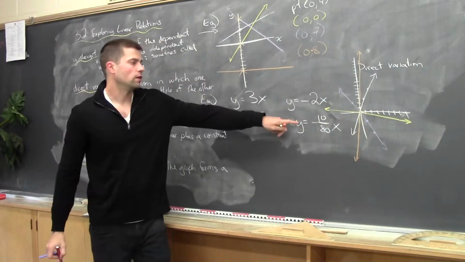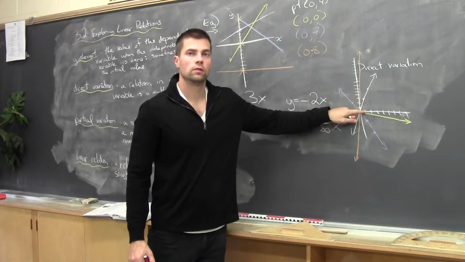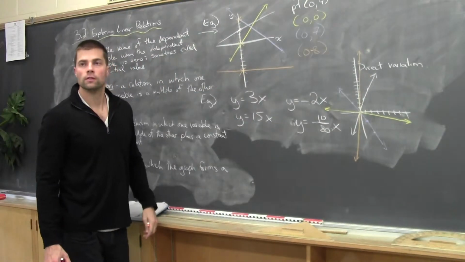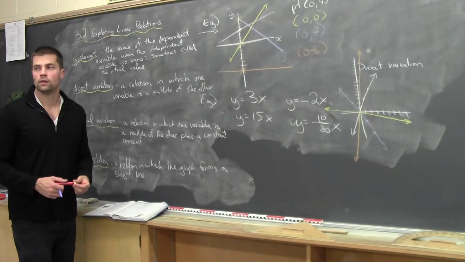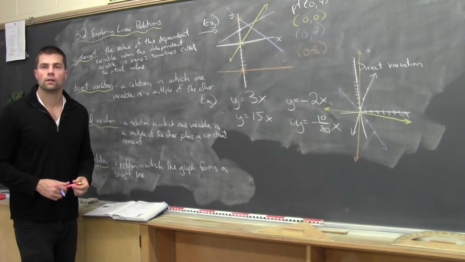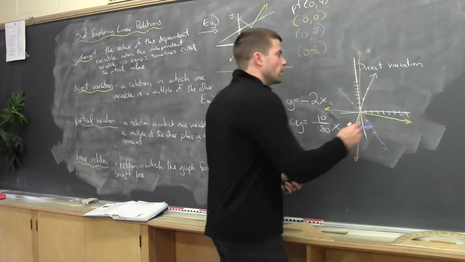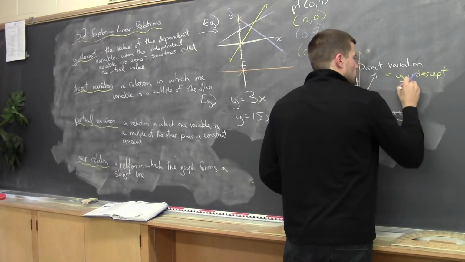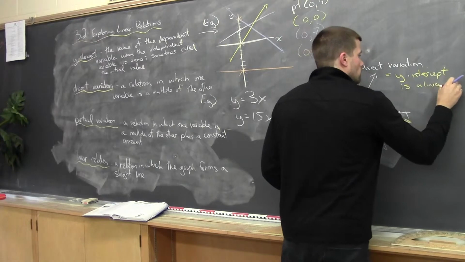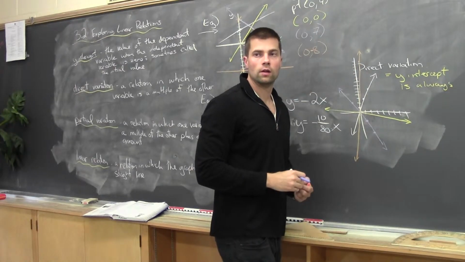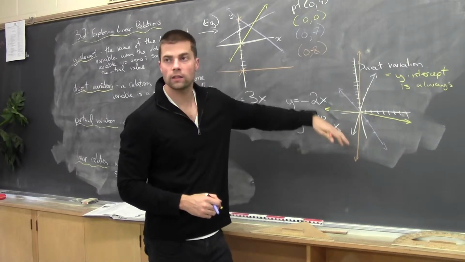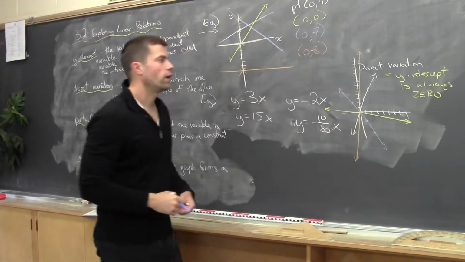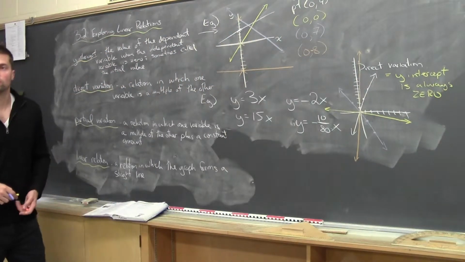Okay? Notice that still when x is 0, y is 0. Okay? So what's common about all of these in direct variation? Yeah. They all pass through 0. Good. So in direct variation then, I can say the y-intercept is always what? The y-intercept, where do we cross the y-axis? 0. Okay? In direct variation, our y-intercept is always 0.